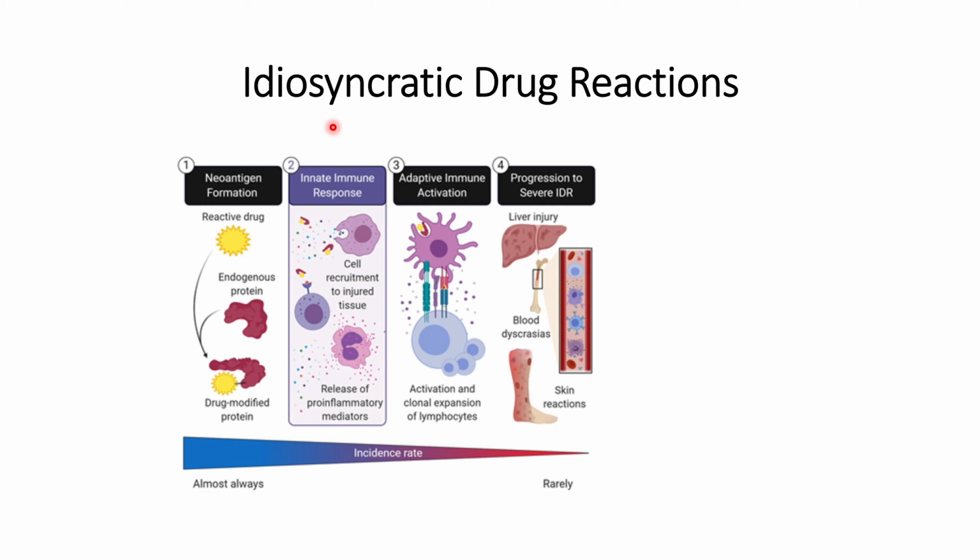In this video, we will discuss idiosyncratic drug reaction. Let us understand what this topic means. Idiosyncratic drug reaction means the undesirable or unpredicted reaction that occurs whenever a drug is taken by a patient. So, these drug reactions are categorized into four.